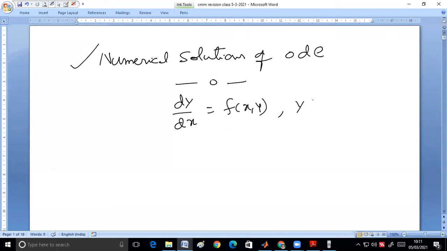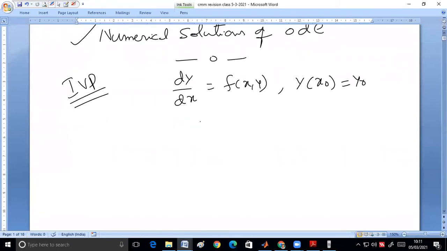And also some initial conditions are given. Suppose the y value at x naught equals y naught is also given. Then this ordinary differential equation with an initial condition is called an initial value problem. Now we will solve the initial value problem with the help of several numerical methods. We have several methods in our curriculum.